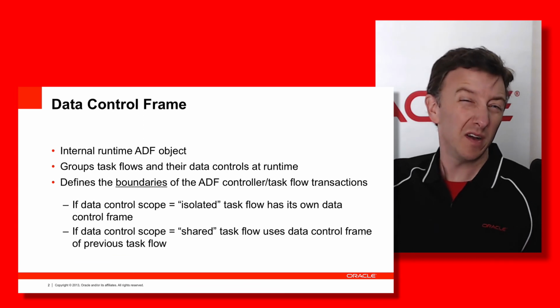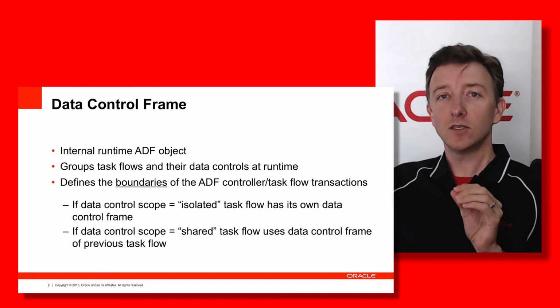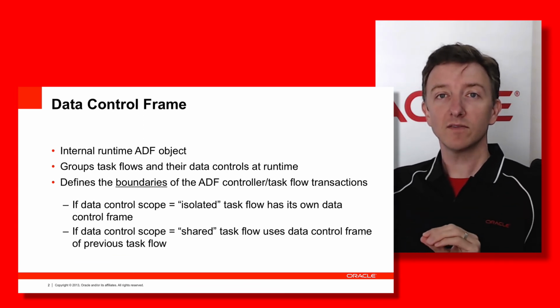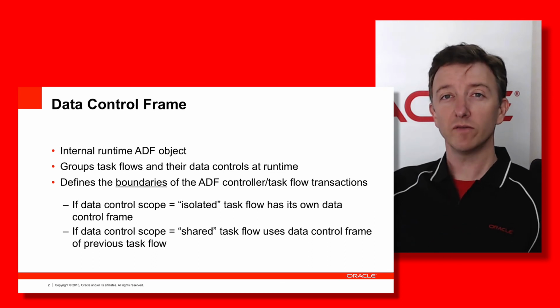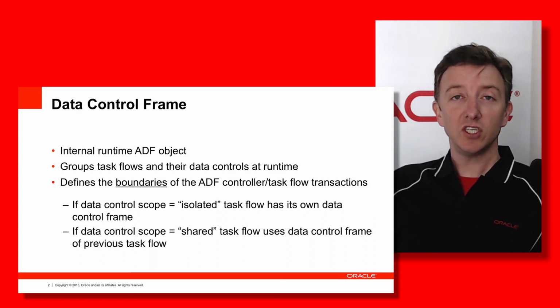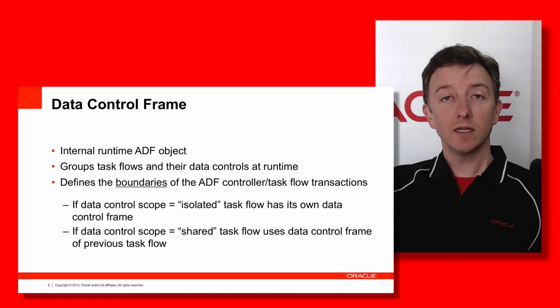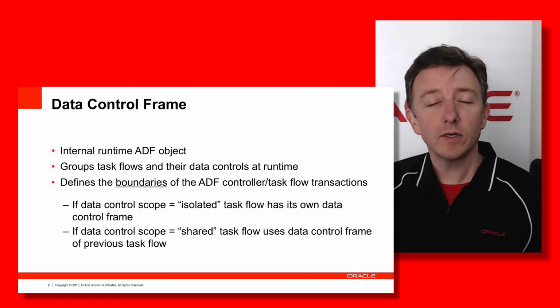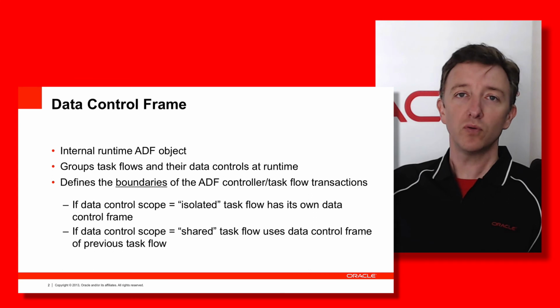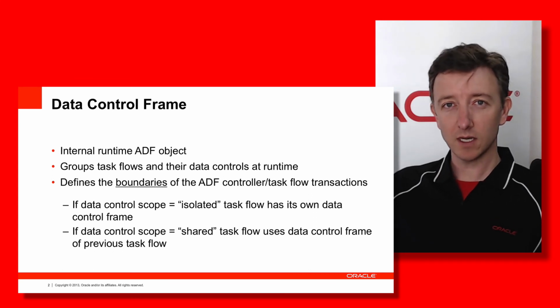Okay, so let's very quickly say that again. The isolated data control scope, if that's set on a bounded task flow, it will always create a new data control frame. Alternatively, if you have a shared data control scope of a bounded task flow, when it's called, it will not create a new data control frame. It will join the previous data control frame of the calling bounded task flow.